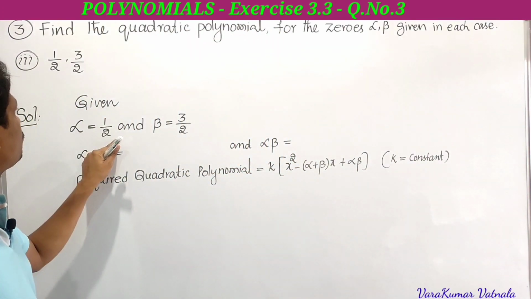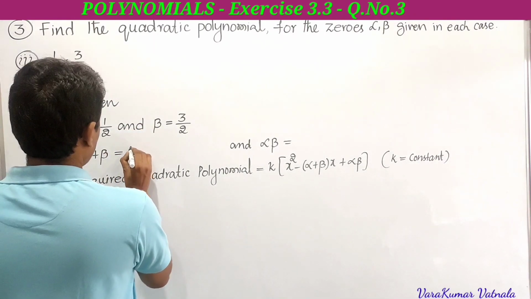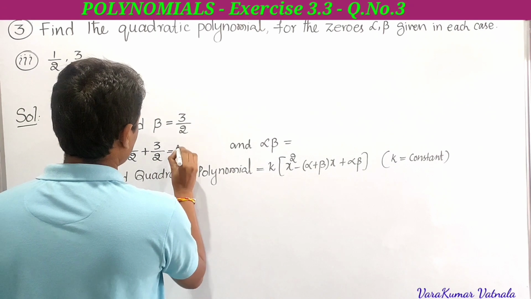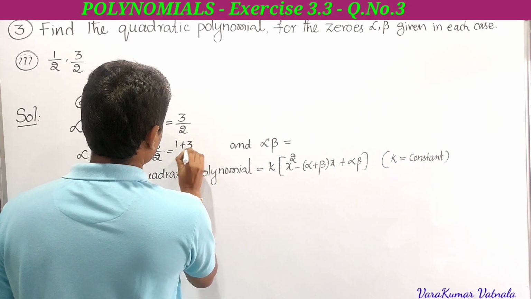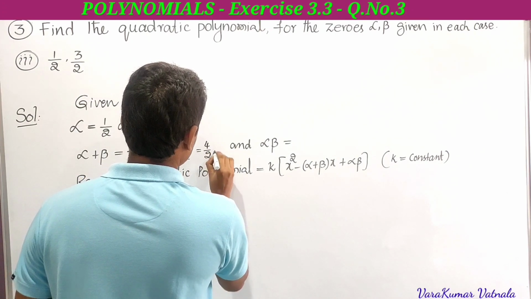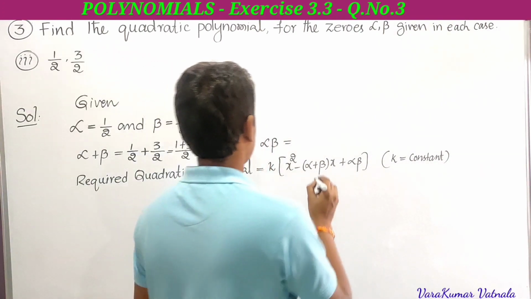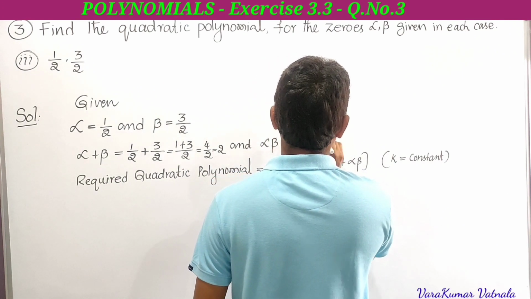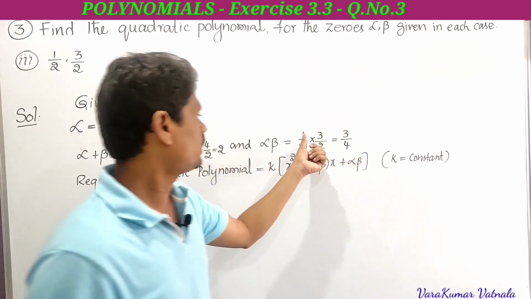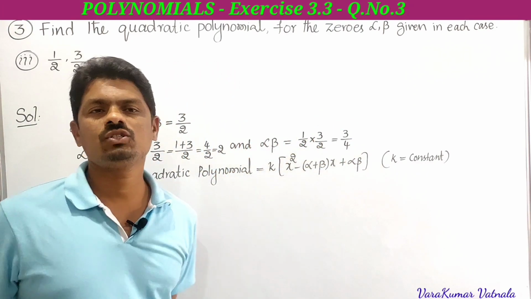So here alpha is equal to 1 by 2 and beta is equal to 3 by 2, he has given. We have to find alpha plus beta. So that is 1 by 2 plus 3 by 2. So we get 1 plus 3 divided by 2, that is 4 by 2, is 2. So alpha plus beta value is 2 and we have to find alpha into beta. So alpha value is 1 by 2 into beta value is 3 by 2. So 1 into 3 divided by 2 into 2. So 1 into 3 is 3, 2 into 2 is 4. So alpha plus beta is 2, alpha into beta is 3 by 4.